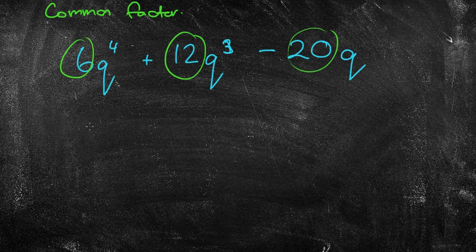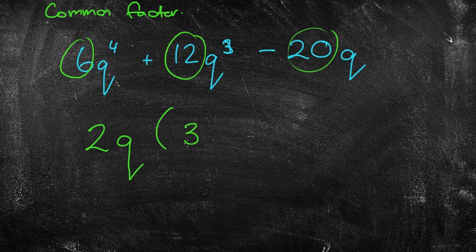So 2 is going to be our maximum. So 2 goes at the front. Now I've got a q, a q cubed, and a q to the 4. Well, in that case, we can only just take one q. If I take 2 of them, although it goes into the first 2, it doesn't go into that last one. So I'm going to open the brackets.